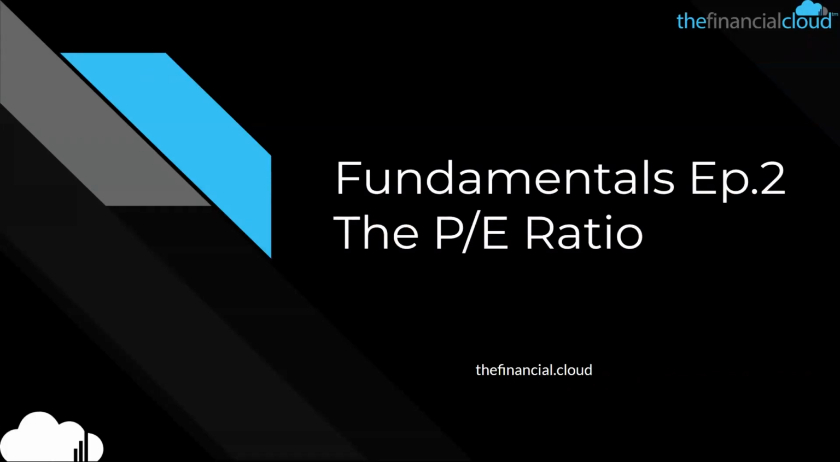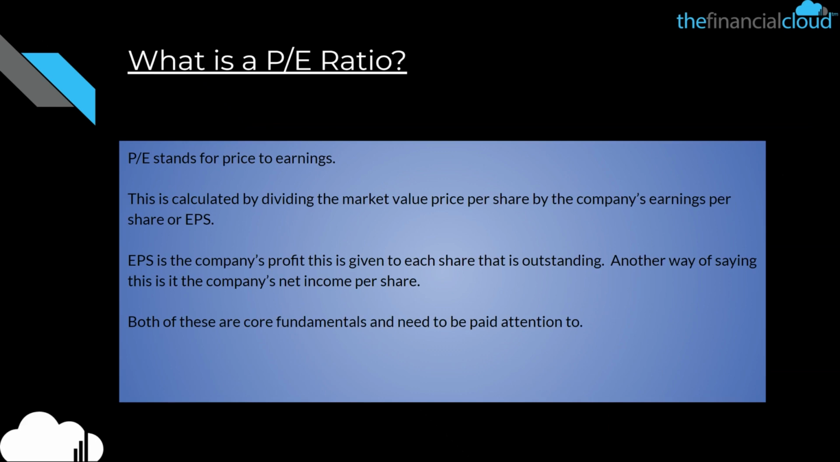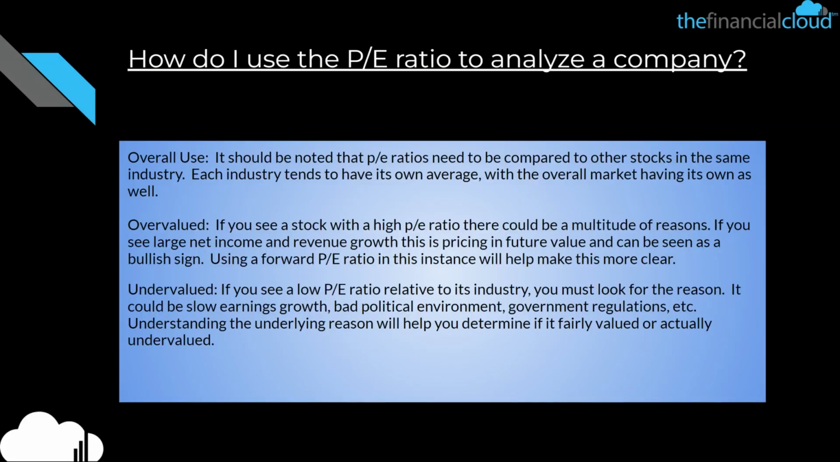This is episode 2, the price to earnings ratio, or the PE ratio. So what is a PE ratio? This stands for price to earnings. This is calculated by dividing the market value per share by the company's earnings per share, aka their EPS, which is just a way of saying it's the company's net income per share. So both of these are core fundamentals and need to be paid attention to when evaluating fundamentals in a company.